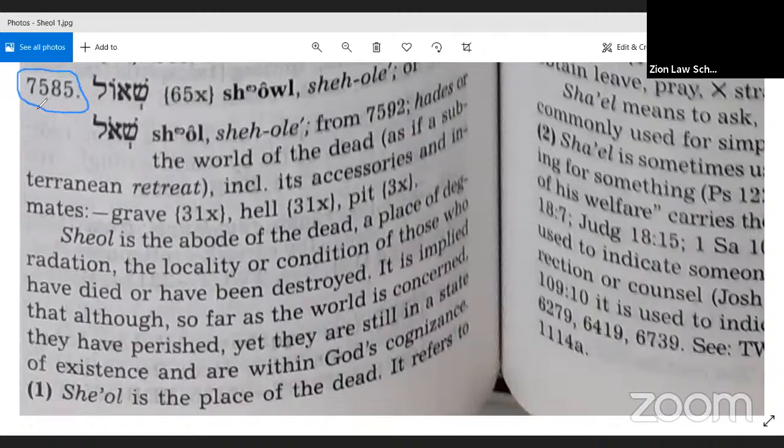This is Strong's number 7585. So we're going to look at this in the Strong's lexicon and also the Brown Driver Briggs. So you can see, let me go back to the pointer. Everyone can see that this is modern Hebrew script. You can see the dots and the dashes, right?